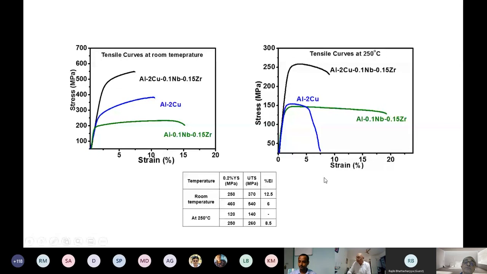You look at the tensile strength. This is aluminum copper, room temperature. This is only with niobium and zirconium with no copper, it is not that strong. But when you put aluminum and copper and you put zirconium as well as a small amount of niobium, it is very strong. It is about 540 MPa UTS and 460 megapascal yield strength. At 250 degrees, still it is very strong. It is still around 260.